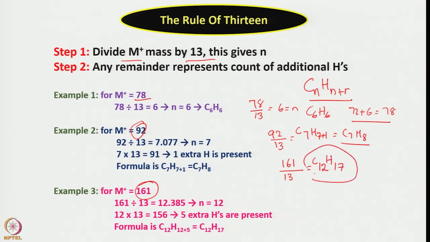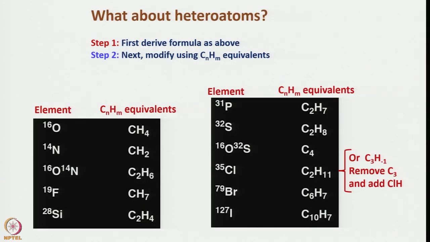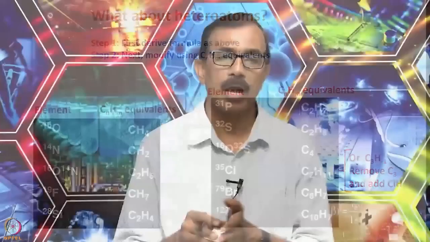So this is the formula for a molecule. Now we have to work out again using another formula, that is the hydrogen deficiency index. So that also we can use. I will come back to those things in the next couple of problems. Now the question is, this is fine for aliphatic or aromatic hydrocarbons.